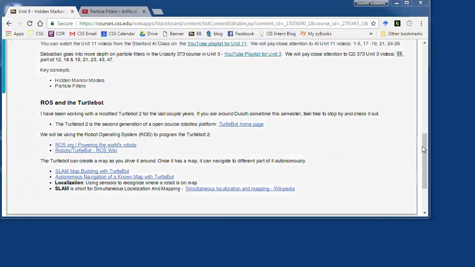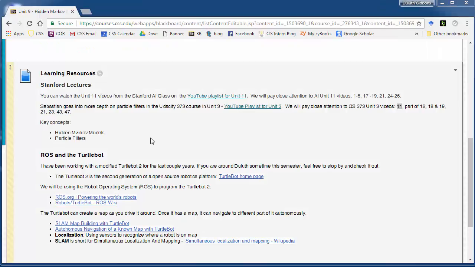So that's your basic starting point here. Our next unit will deal more with robots in general. We'll talk more about the ROS system and other AI-related topics in robotics in the next unit. But this gets us started with localization and particularly particle filters and hidden Markov models.